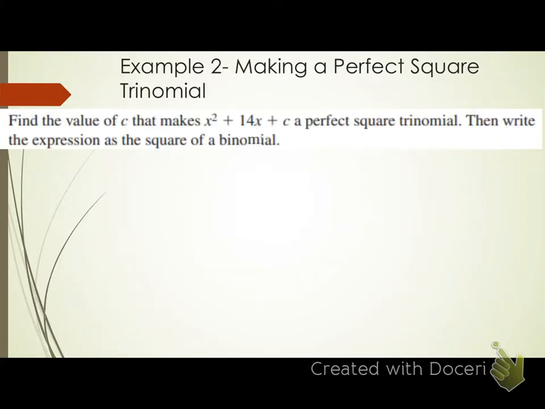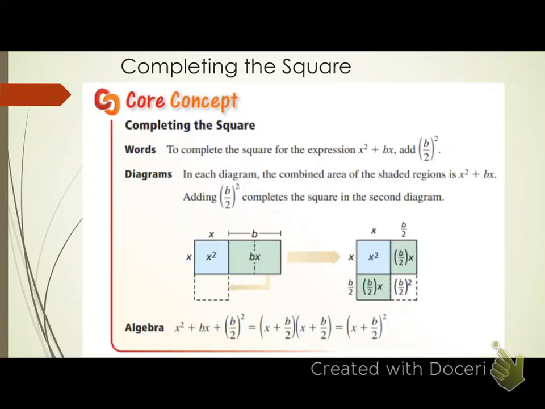So find the value of c that makes x squared plus 14x plus c a perfect square trinomial. Then write the expression as the square of a binomial. Remember, that's x squared plus bx. x squared plus 14x, right? So do you guys remember what we have to add to complete the square? Based on this slide right here. What do we have to add to complete the square?